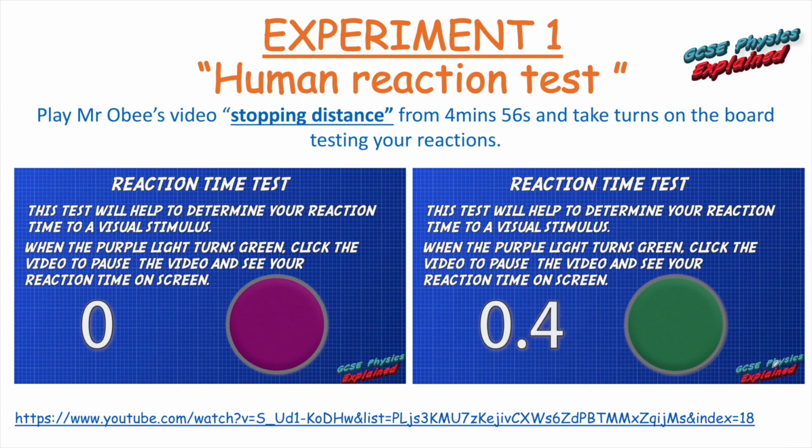If you'd like further explanation about what I've just said, then check out my video called Stopping Distance at 4 minutes and 56 seconds, and you'll be able to take part and test your own reactions as a purple light turns green and you have to quickly pause the video and see what time you get. So you can see this time here is slightly longer than the average human reaction time. Click the link at the top of the screen now.